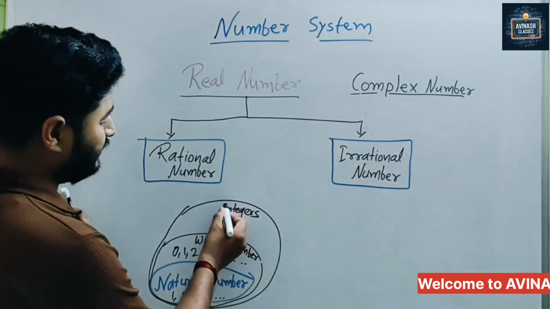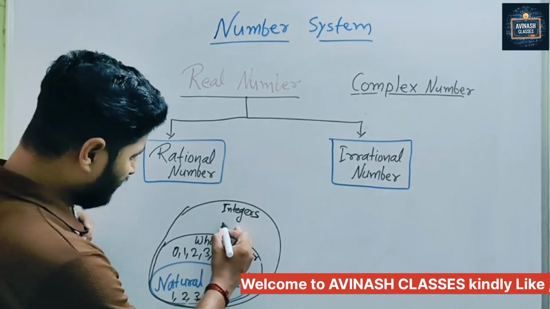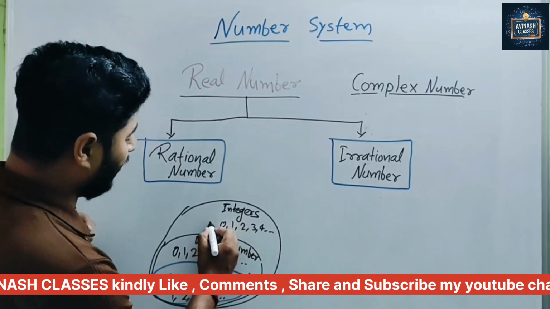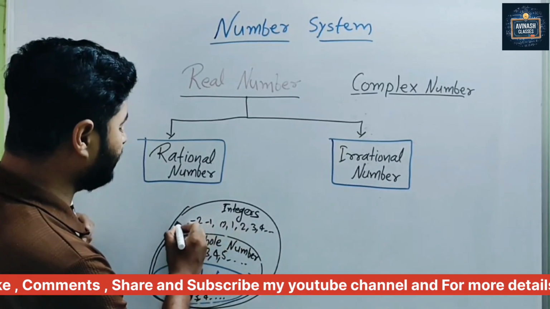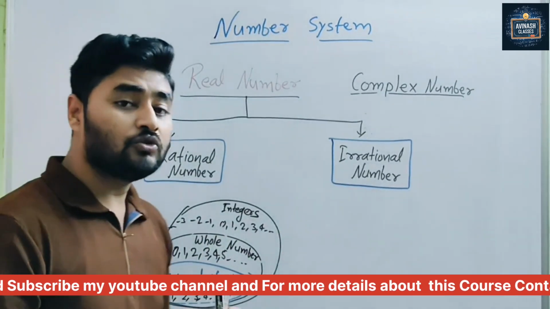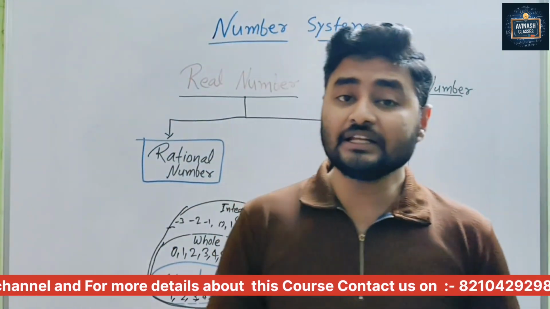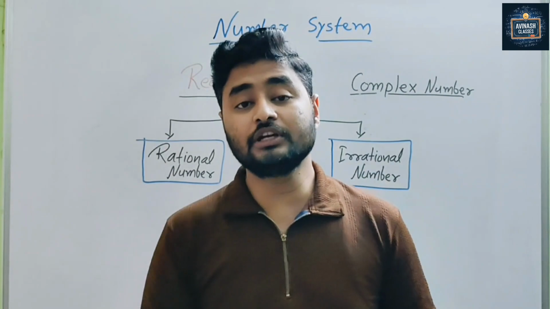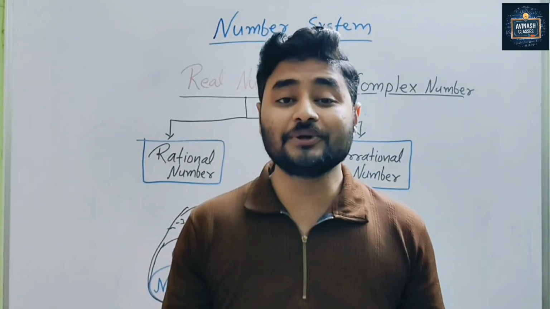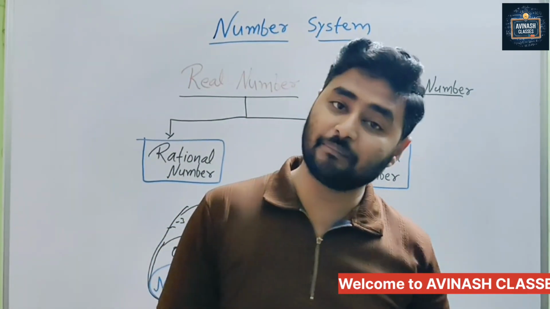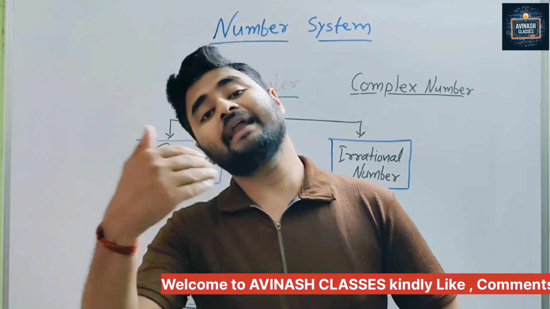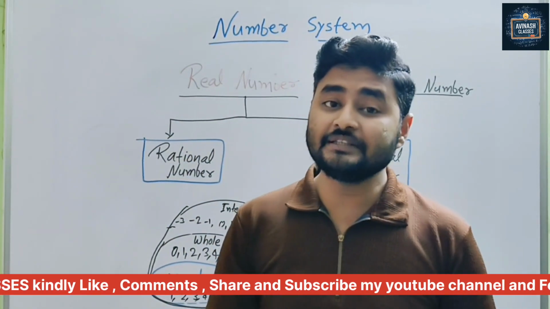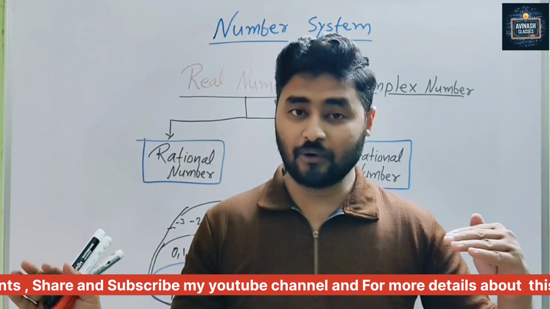So in integers, what happens? 0, 1, 2, 3, 4, and here -1, -2, -3, endless. So we can say that integer is what? Positive number, 0 and negative number. So it makes the integers. Here positive numbers come, 0 comes, and negative numbers come. Okay.